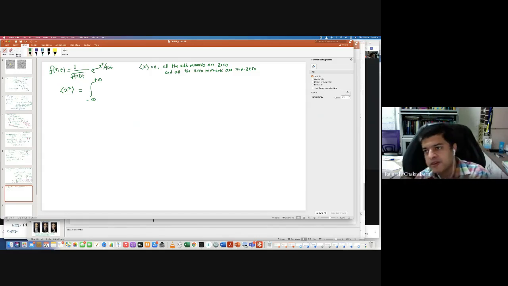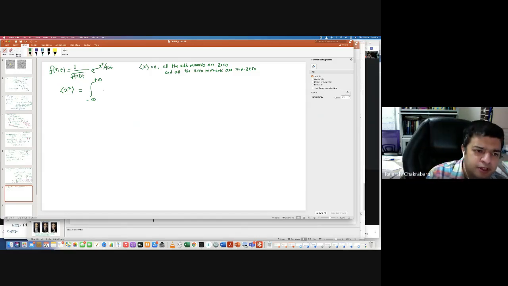Okay, so all the odd moments are 0, all the even moments are non-zero. So let us calculate x square average. So you have to calculate this integral. How do you calculate?